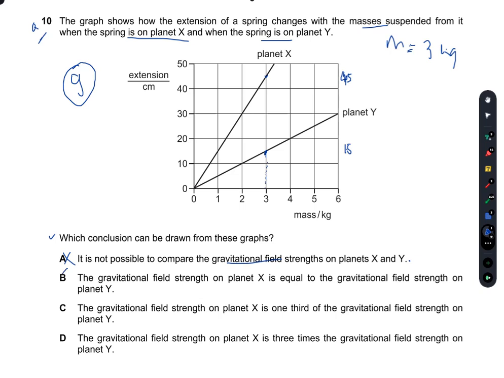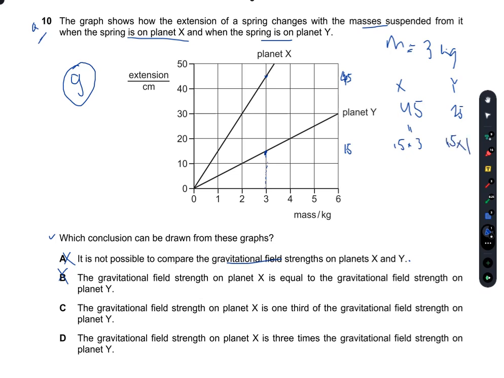No, this is again incorrect, because the value of extension is different on both planets for the same spring of mass 3 kg. The gravitational field strength on planet X is 1/3 of the gravitational field strength on planet Y. Now 45 is on planet X, the value of extension is 45, whereas on Y it is 15. So I can multiply 15 by 3 to get 45, and I multiply 15 by 1 to get 15.